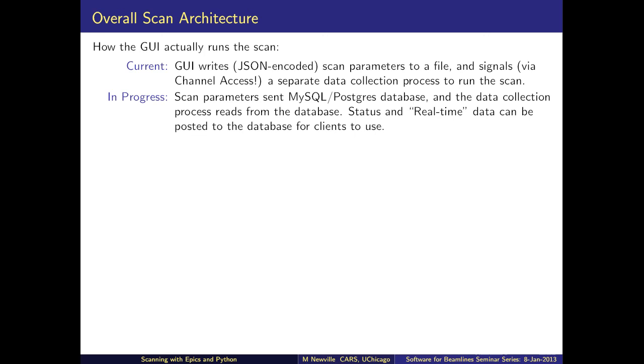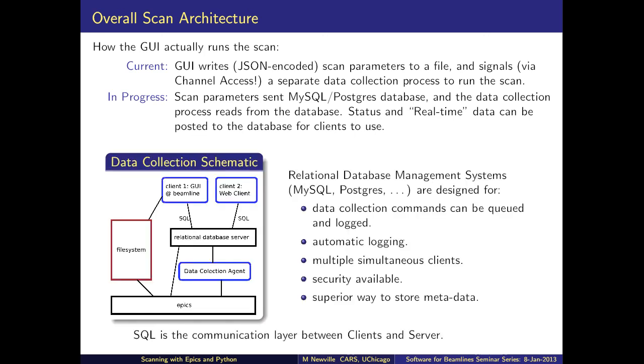What I'm in progress on, and I'm hoping to get this done real soon, is to have the scan parameters not sent to a file but into a database, and then have the data collection process read from that database. And I mean a proper relational database. That way, you can have real-time data and status information being posted to the database, so that you have a layout like this, where a few different clients can be talking to the database server, a collection program that reads from the database what to do next, and then does the real work.